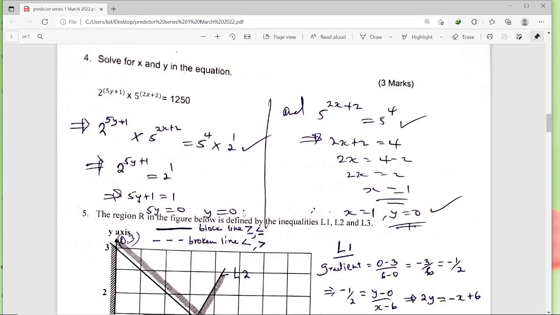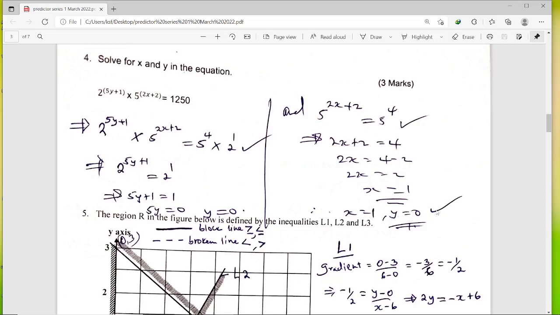So if y is 0, you also have this other side, that is 5 to the power of 2x plus 2 equals 5 to the power 4. So the bases are the same and the powers therefore are the same, and therefore 2x plus 2 equals 4. If you take it to the other side, we remain with 2x equals 4 minus 2. So 2x equals 2, and therefore we divide by 2 all through, we get x to be equal to 1. And therefore, the value of x in this question is 1, and that of y is 0.